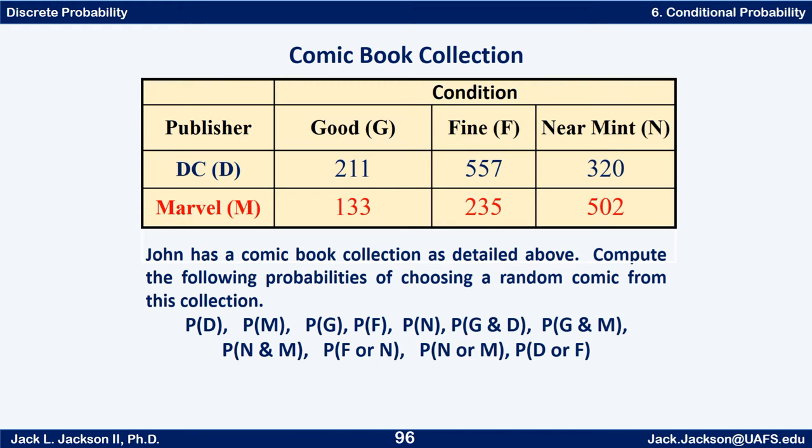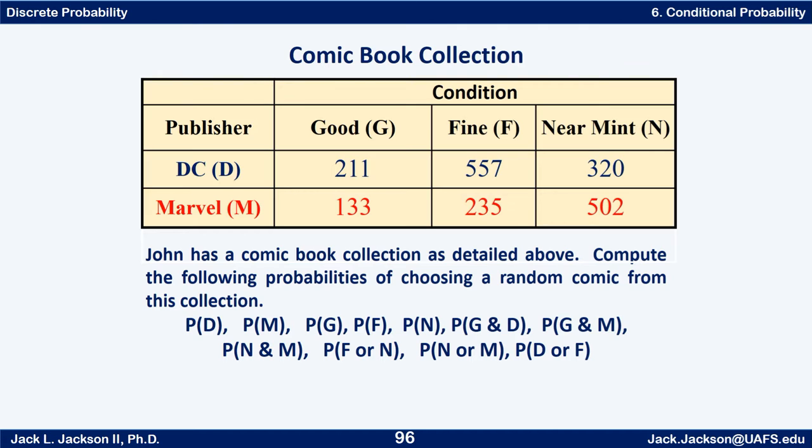So let's kick the ball off here by looking at a table of some comic books that this collector may have. He collects comic books from the two major publishers, DC, which we'll denote as D, and Marvel, which we'll denote by M. And he has these graded into one of three conditions: good, G, fine, F, or near mint, N. And you can see the quantity, the frequency of each of these categories. Notice that these numbers are for the frequencies of the intersection. In other words, the 211 is for how many DC comics are in good condition, whereas 557 is the number of DC comics in fine condition, 235 is the number of Marvel comics in fine condition, and so forth.